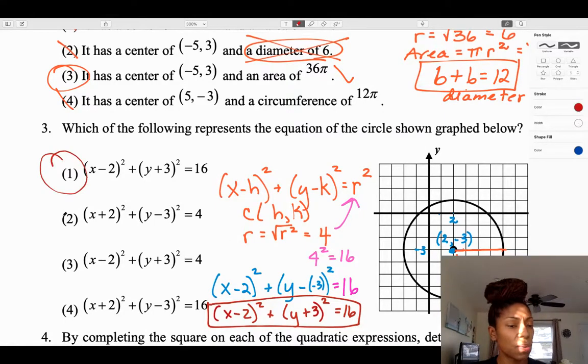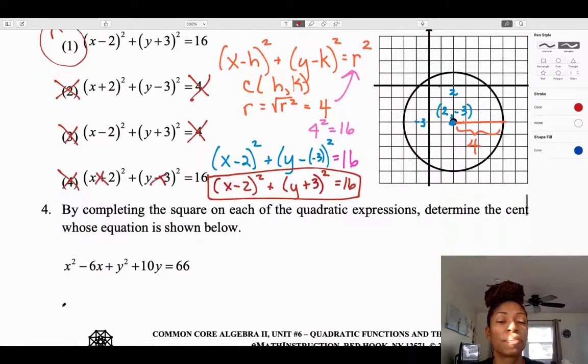It's not choice 2 because they added, and the radius is wrong. The radius is 4, but in the equation it's r squared, the radius squared. So it's not choice 2 or 3. In choice 4, they do have the correct r squared, which is 16, but the symbols, the operations, plus and minus, should be switched around. It should be minus 2 and plus 3. So that's wrong. So it's not choice 3 or 4.